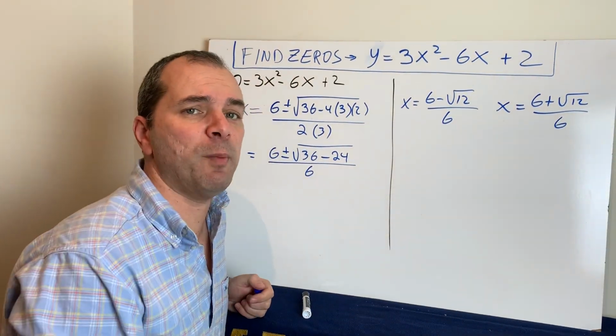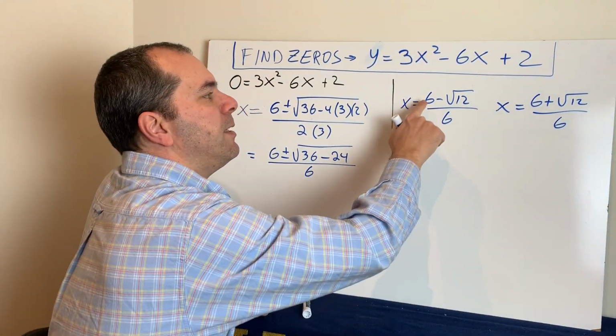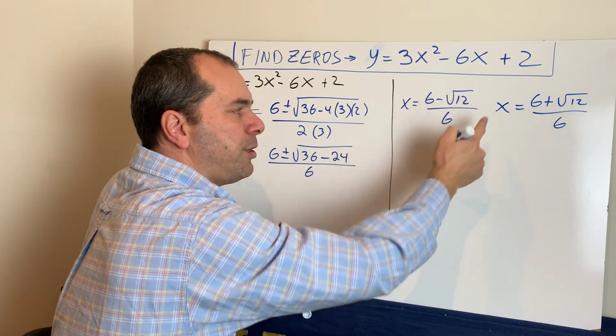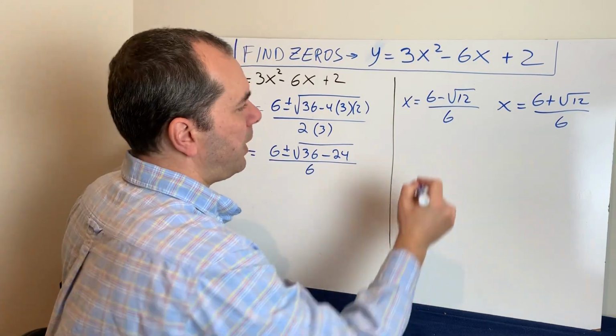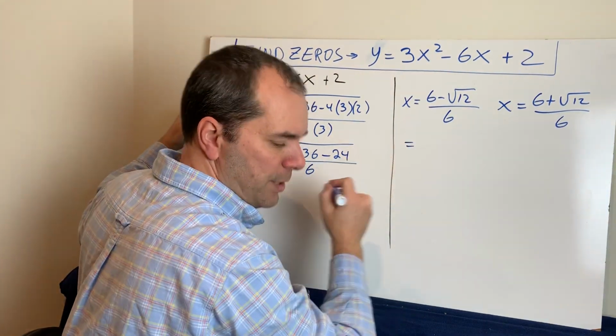And now I have to be careful with my calculator. When I plug this in, I gotta say 6 minus square root of 12, enter, divided by 6, or put brackets around it and do it in one shot. And that gives me 0.42.